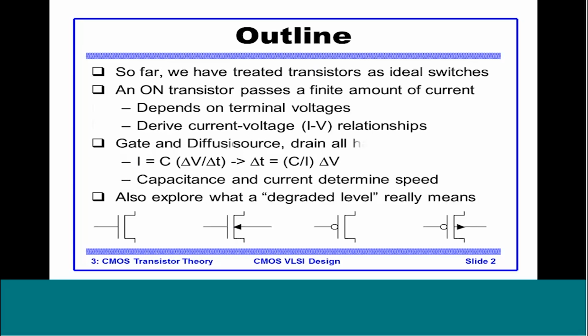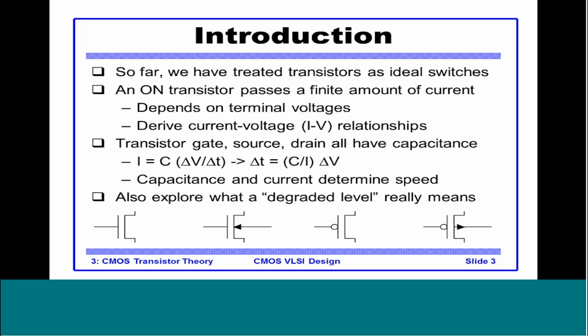So till now, in the last lecture, we saw the application of MOS as an ideal switch. That was just an introduction. So we saw how the switch behavior can be utilized to construct gates. Now the transistor in the on phase will pass a finite amount of current, which will depend on the terminal voltages, for example VDD. We will see how this current depends on the voltage and on the various parameters related to the MOS.